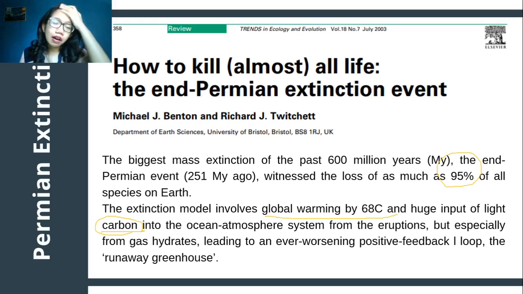But during the Permian event, again, this was not caused by human beings, of course, because this was way back. This was caused by several volcanic eruptions in Siberia. So because of large volcanic eruptions that released carbon dioxide into our atmosphere, it created a greenhouse event, and organisms did not survive the increase in temperature.